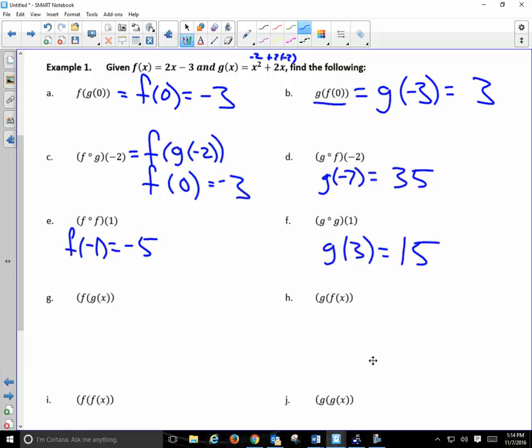So I'm going to take 1, I'm going to plug in for F. And I get -1. So then I take -1, I plug it back in for F. And I get -5.